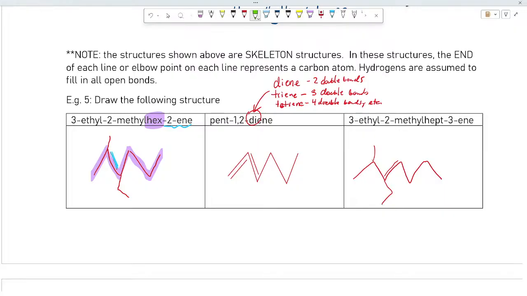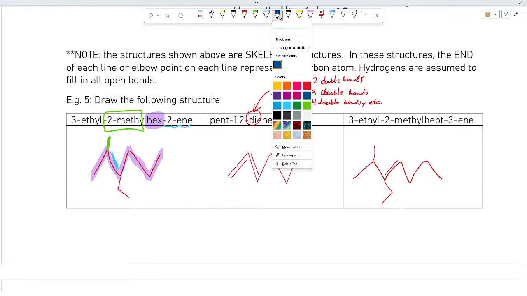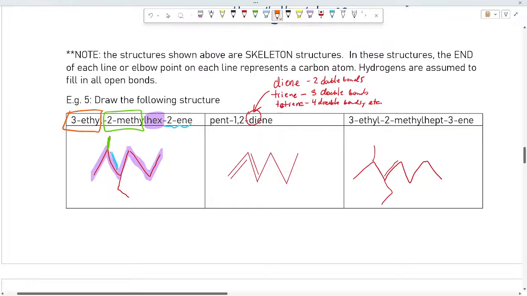And then we need a 2-methyl. Carbon 1, carbon 2. Put a methyl. Yeah, we got it. And we need more colors than we have. And we need a 3-ethyl.